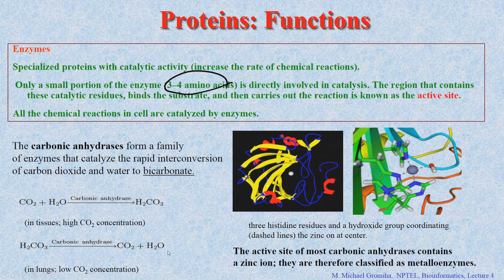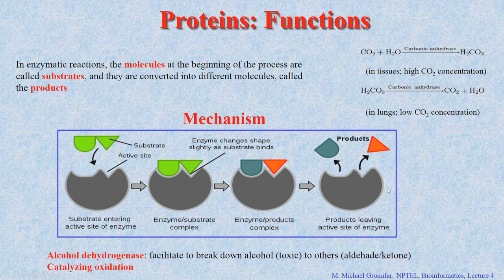Here is another example, for metal enzymes, showing the active site of most carbonic anhydrases. You can see it contains a zinc ion, which is coordinated by three histidines: one histidine here, one here, and one here. So these proteins are also called metal enzymes, because they are coordinated with this zinc ion.